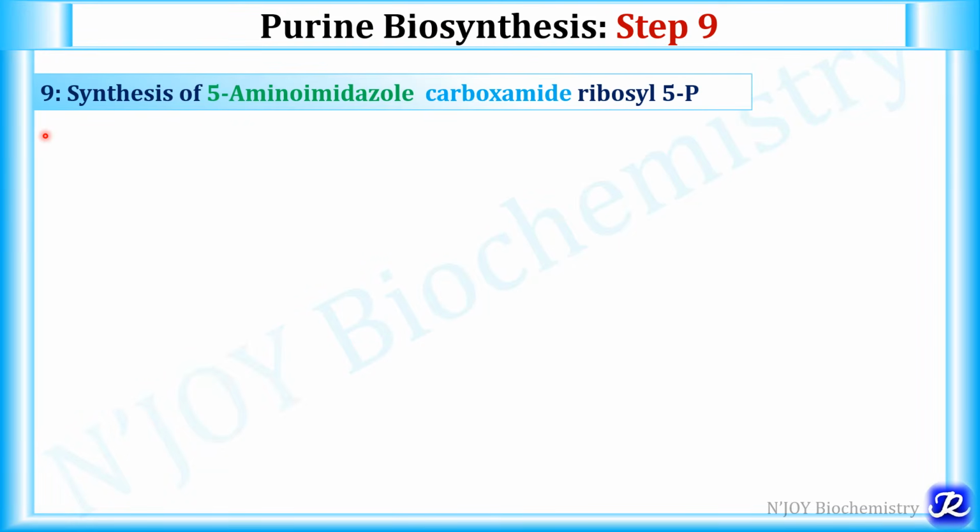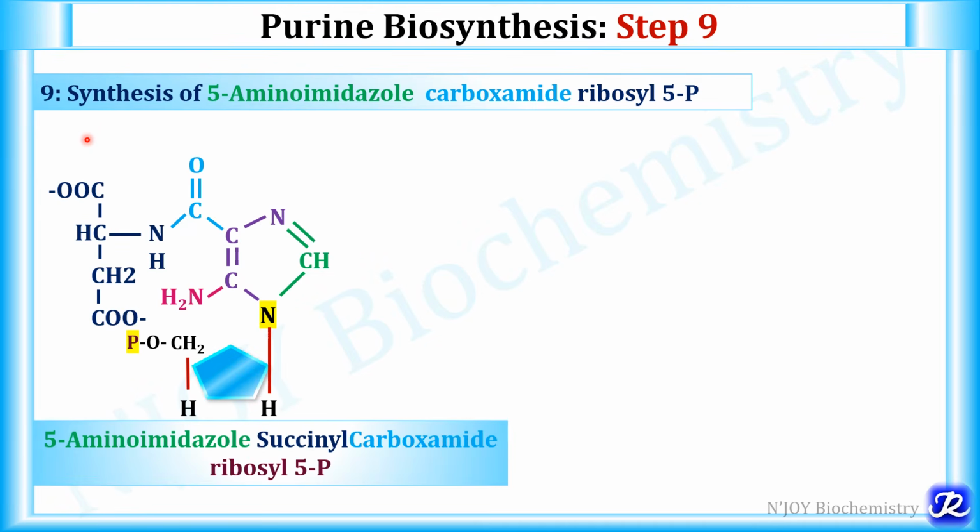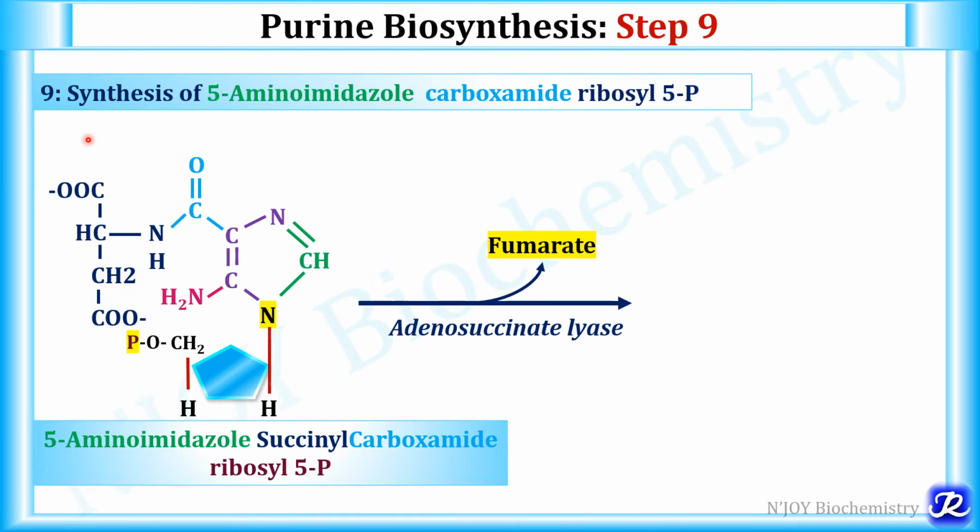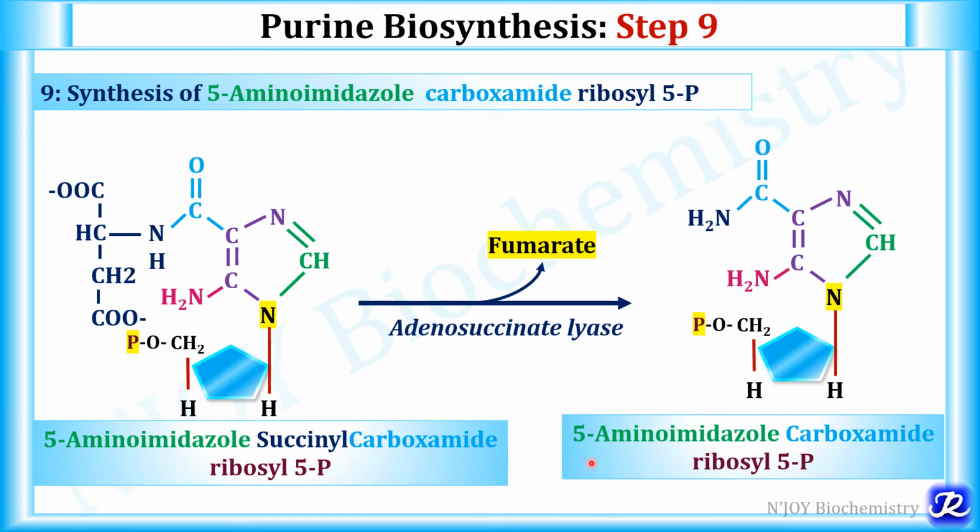Step number 9 is synthesis of amino imidazole carboxamide ribosyl 5-phosphate. The succinyl word is gone from here, and in this 9th step there is no addition, only fumarate is removed by the action of the enzyme adenylosuccinate lyase, and now it becomes amino imidazole carboxamide ribosyl 5-phosphate. There is release of fumarate in step number 9. So step number 9 is formation of amino imidazole carboxamide ribosyl 5-phosphate.